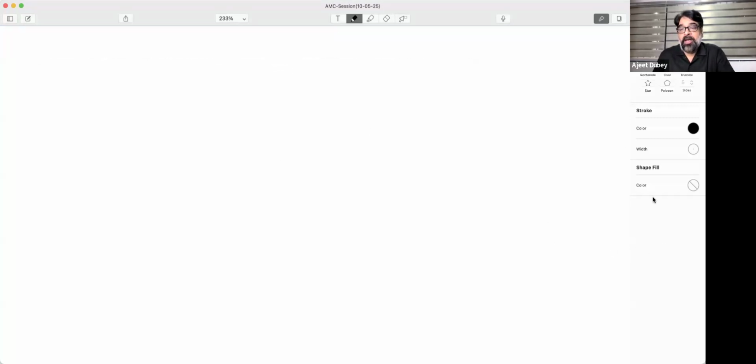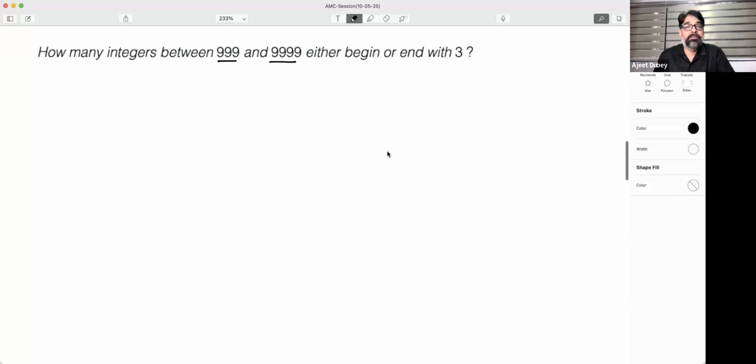Okay, I will not check the chart now. I'm going to discuss the question. So basically, between means what? It means I don't have to include this, and I don't have to include this. So after this, what number will come? 1000. It means I'm talking about 4-digit numbers only.